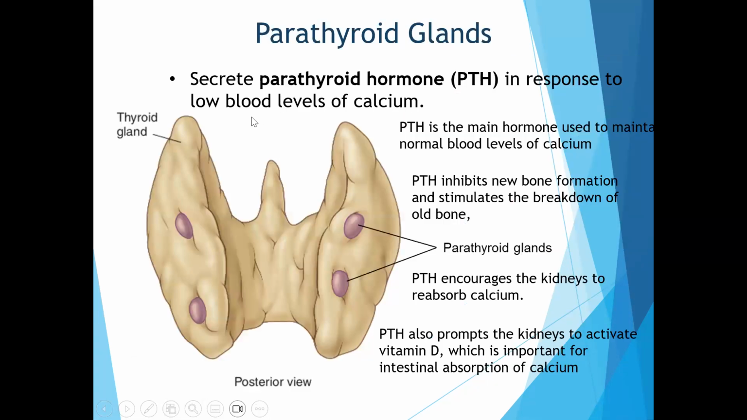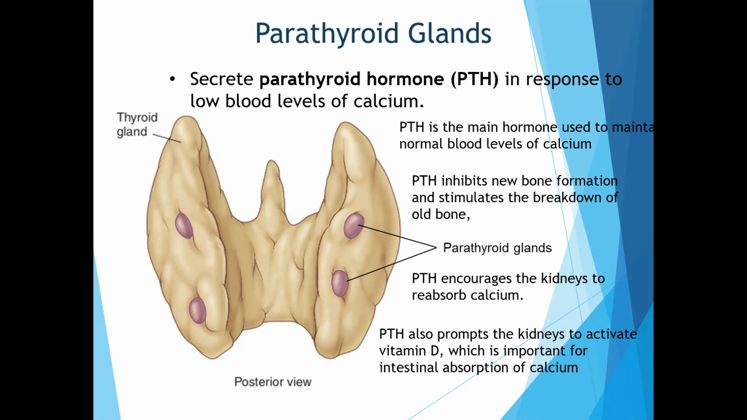The parathyroid gland actually kind of sits right on the thyroid itself. So this is your isthmus and lobe. These little dots are your parathyroid, so right on top of it. So they also secrete hormones and primarily are stimulated by low blood levels of calcium.